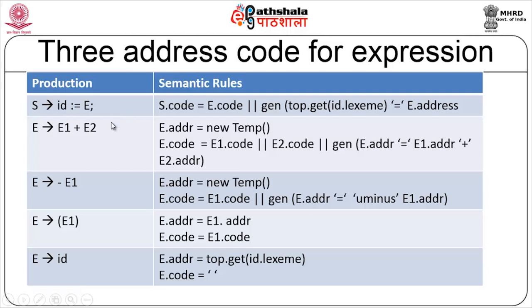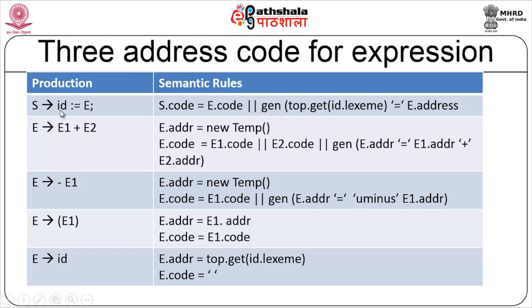As I already said, every non-terminal will have a code and an address. Address is nothing but the place, or the memory where it resides. It can also have a value, which we will talk about later. As of now, we'll talk about code as well as the address or the place which we are trying to refer to.